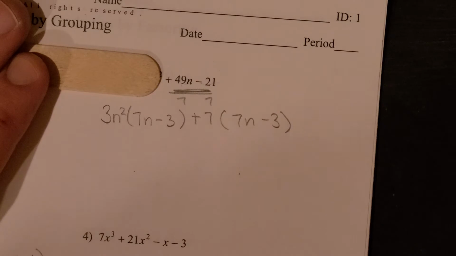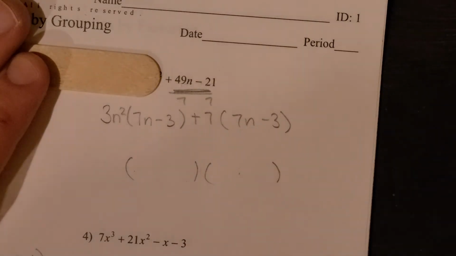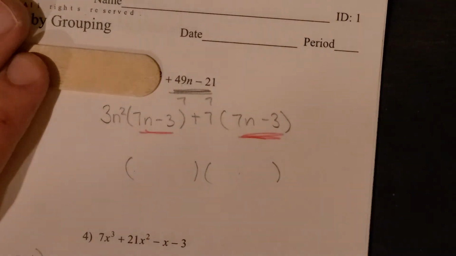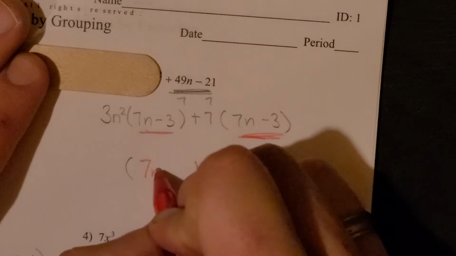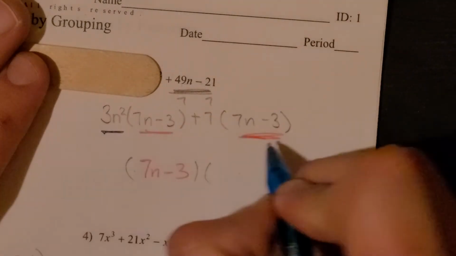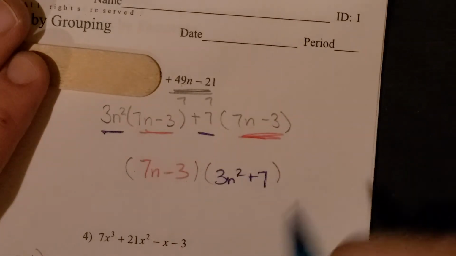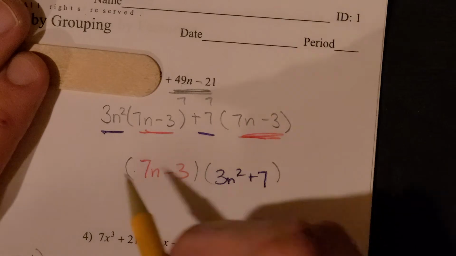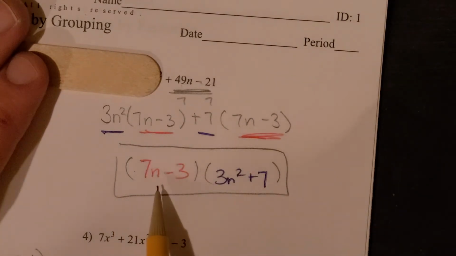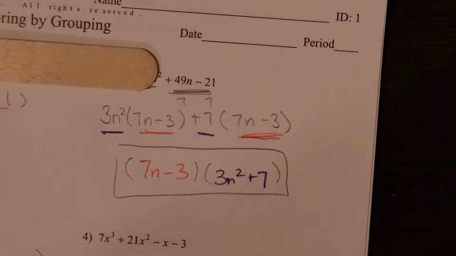Fantastic. Now, that means that I can split this up into 2 different sets of parentheses. The first set comes from these things, 7n minus 3. The second set comes from what's left over, 3n squared plus 7. Now, it does not matter what order you write these in, if you write what's in red first or what's in blue first. It does not matter at all. But that is my final answer.